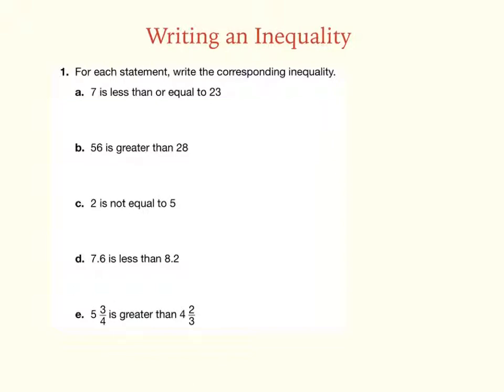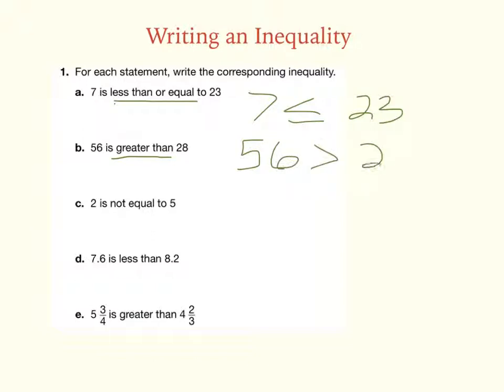Let's try writing a few inequalities from situations given to us. So in this problem, it says 7 is less than or equal to 23. So I have to think, what does less than or equal to mean? So 7 is less than or equal to 23. The next one, 56 is greater than 28. So I'm looking at the words greater than. So 56 is greater than 28.